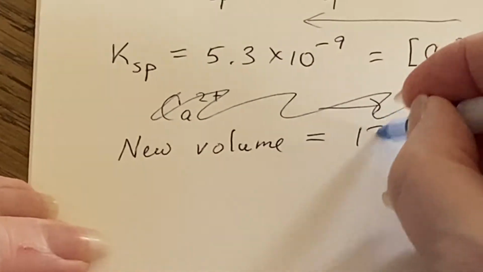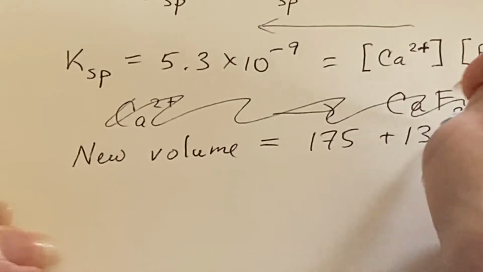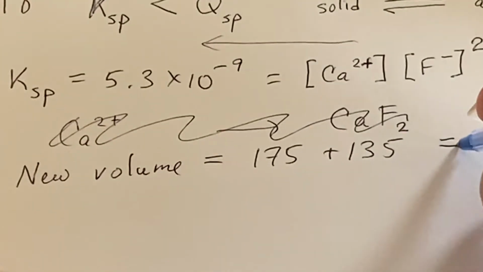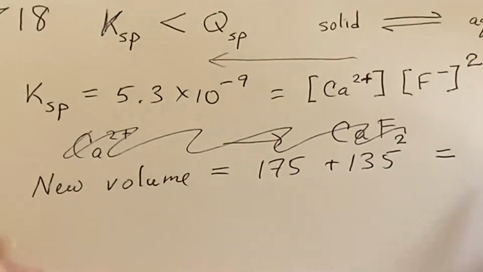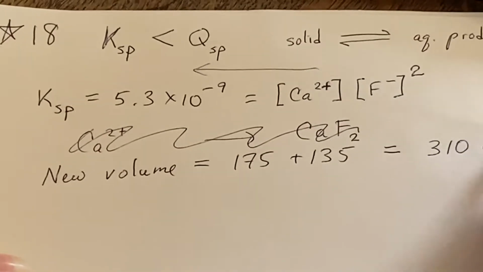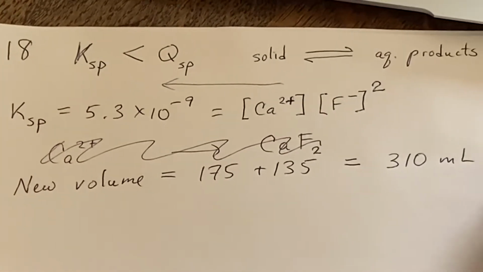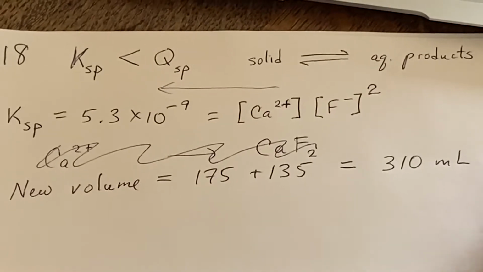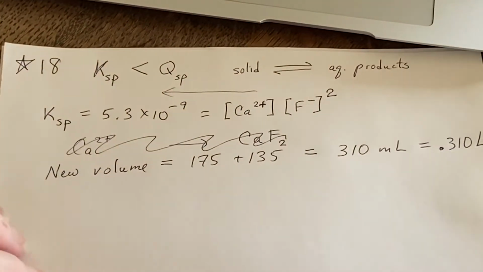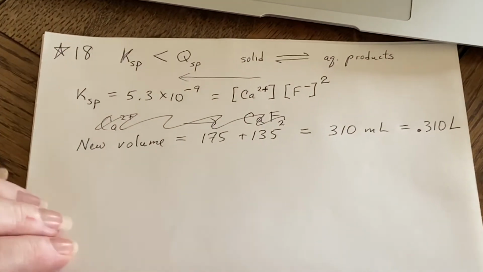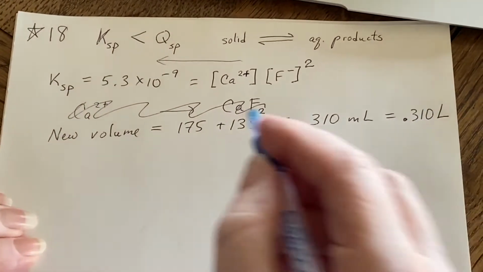And that's going to be the 175 plus the 135 milliliters. So I'm going to have a grand total for that of 310 milliliters, which I should probably express as liters, 0.310 liters. That's fine. I have a new volume.